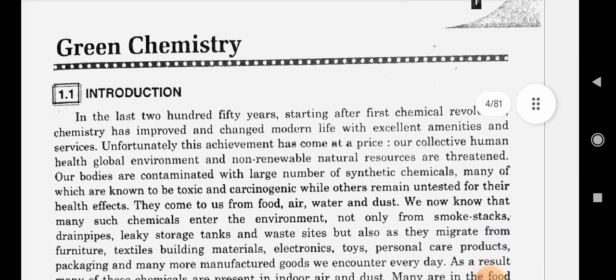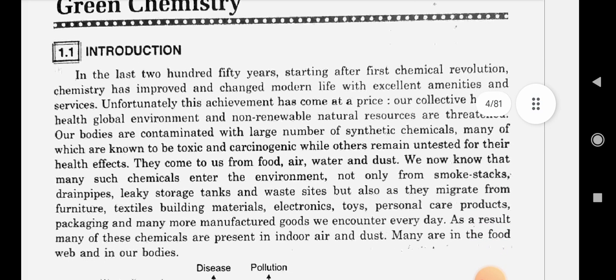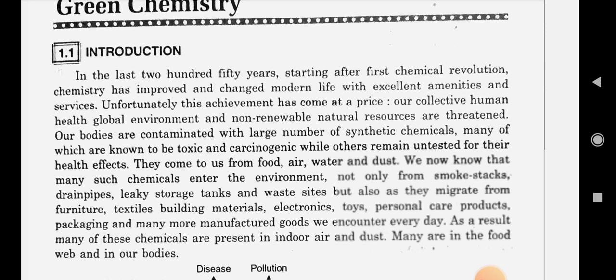In the last 250 years, starting after the first chemical revolution, chemistry has improved and changed modern life with excellent amenities and services. Unfortunately, this achievement has come at a price. Our collective human health, global environment, and non-renewable natural resources are threatened. Our bodies are contaminated with a large number of synthetic chemicals, many of which are known to be toxic and carcinogenic, while others remain unstudied for their health effects. They come to us from food, air, water, and dust.